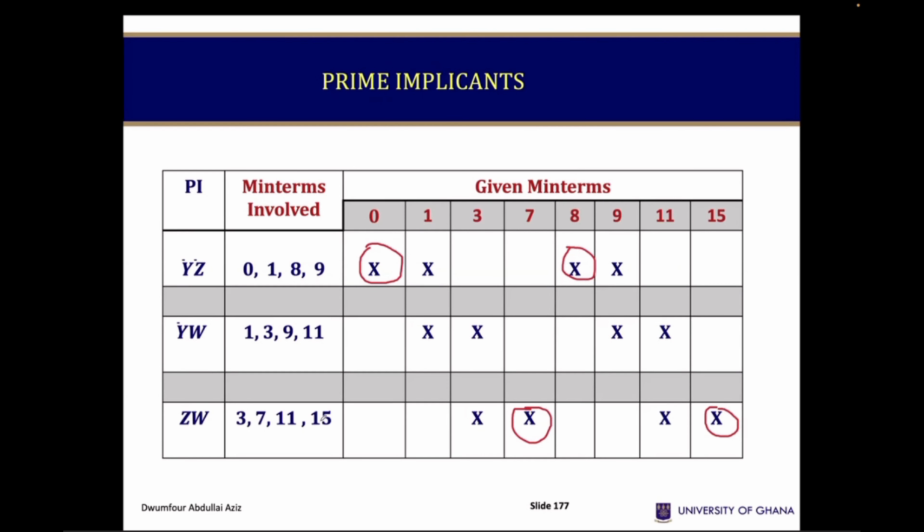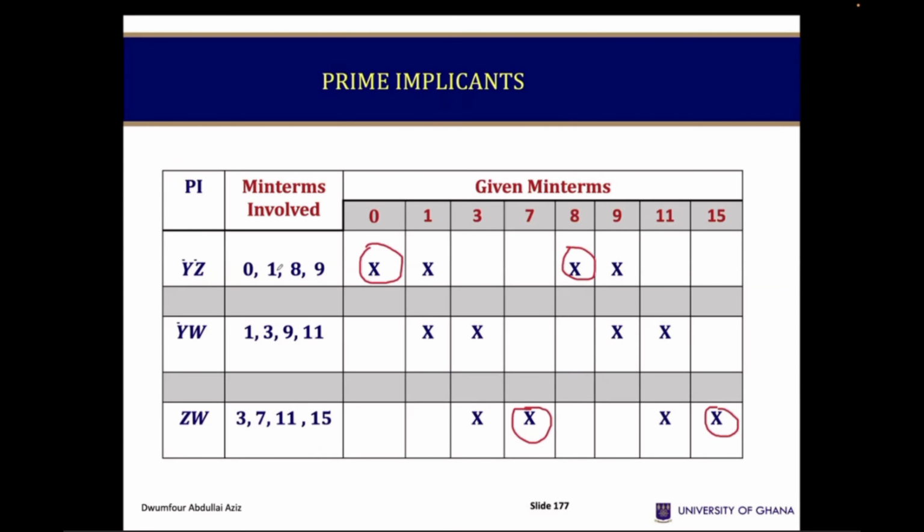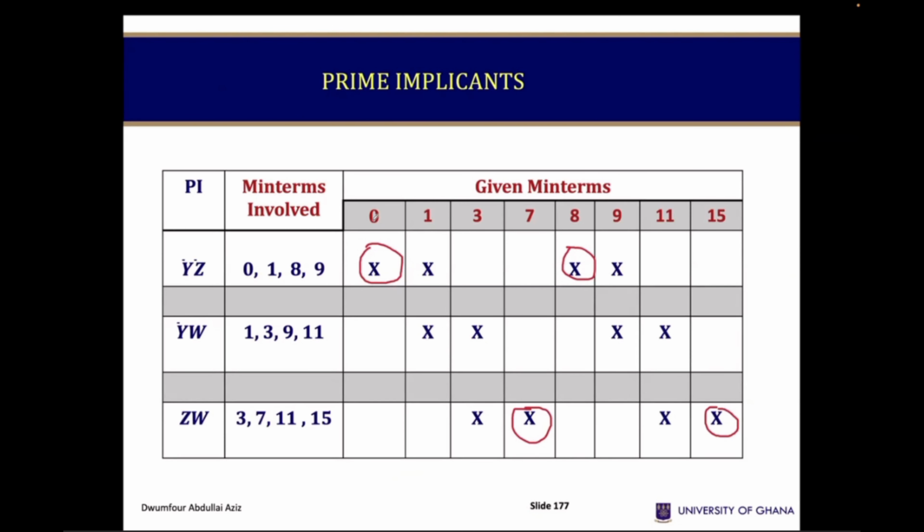The step further says that these should be rows. Let me take that part again. These are our rows, the min terms. So the obtained min terms are the rows: first row, second row, third row. Then it says that the given min terms should be the columns. And we know the given min terms are 0, 1, 3, 7 and so on. That's the original min terms given to us.